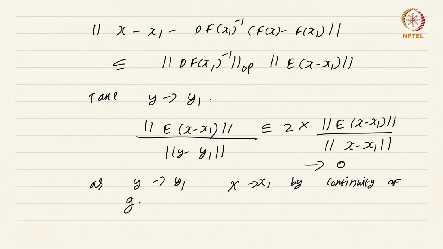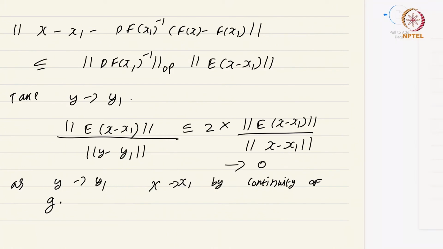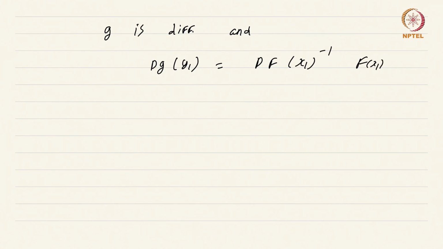Okay, so what is the net upshot? Net upshot is g is differentiable and the derivative dg at y1 is just df at x1 inverse, where f of x1 equals y1. So we are almost done. Almost everything is proved. We still have to show that this map g is C1 smooth.